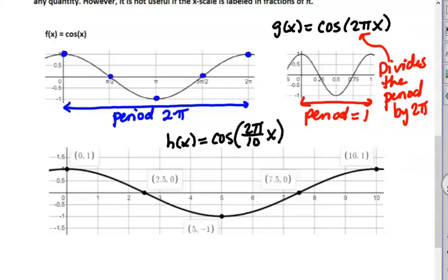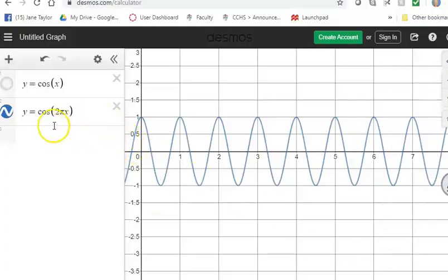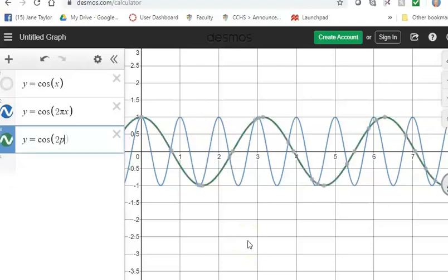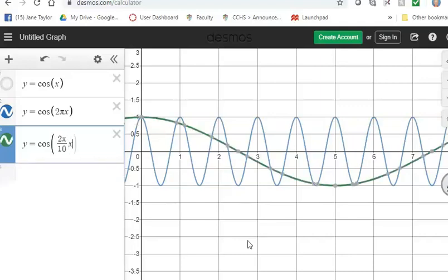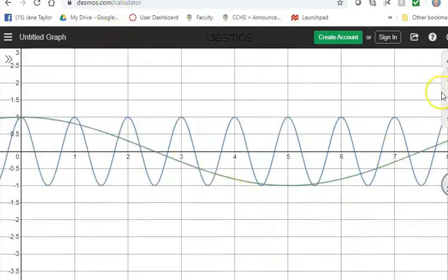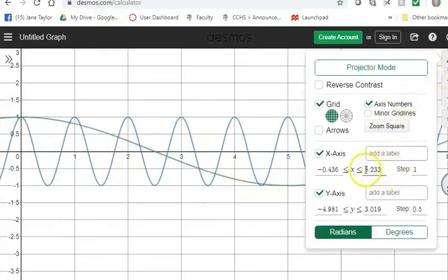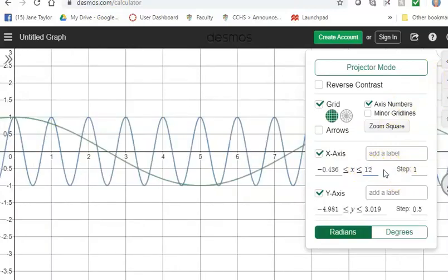So let's double check this on Desmos. We'll put a third graph in here, and I'm going to have to probably expand this over to see it, but y equals cosine of 2 pi divided by 10 times x. All right, well this is looking promising. So let's expand the x-axis so we can see this better.